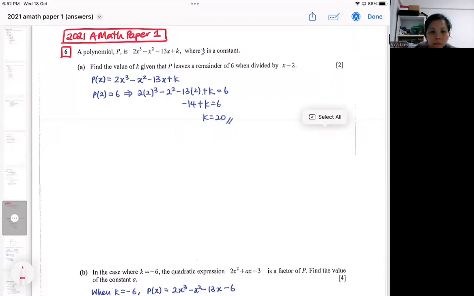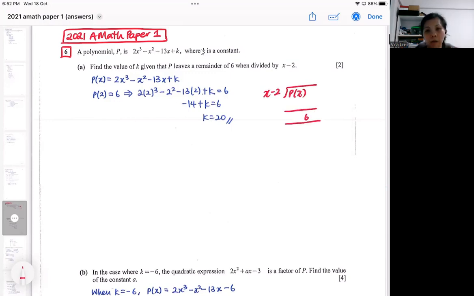For this polynomial question, most of you should find the first part quite easy. So make sure you don't have any careless mistake in the first part. You are given a polynomial, and then you are given a remainder of 6 when it's divided by x minus 2. So this question is a very simple one of applying your remainder theorem.